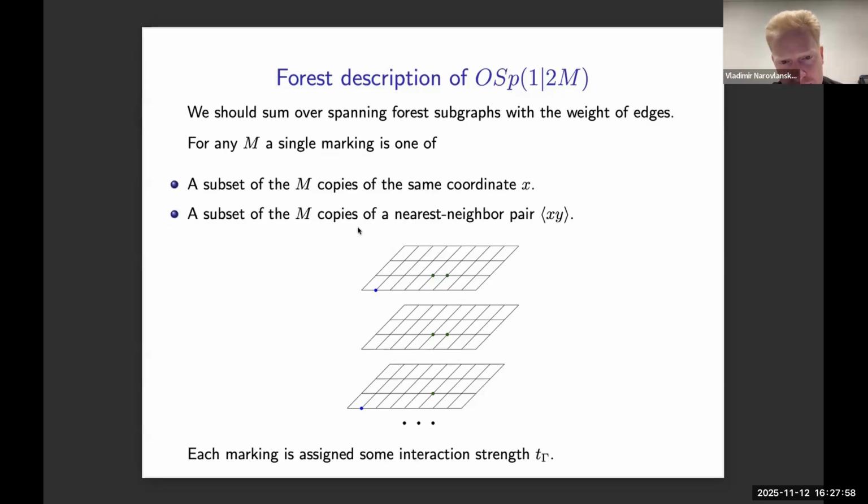The second one is that you take a nearest neighbor pair. Again, there are m copies of the nearest neighbor pair, and you can take any subset of these m copies of nearest neighbors. You don't have to take the same in each copy. You don't have to take both of them. You have to take either 0, 1, or 2. You could do whatever you want. But the point is that you only take subsets either of the same vertex or of nearest neighbor pairs. That's all the interactions that you have.